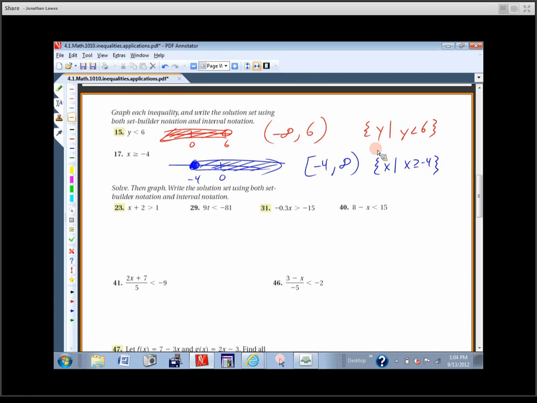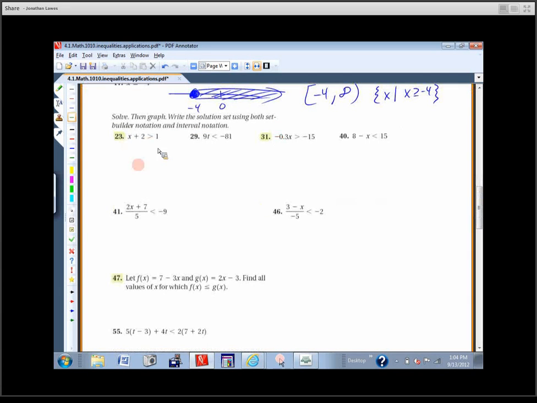Okay, are there any questions on the first page or this stuff right here? Because we're going to speed it up just a little bit and do more interesting problems. We're good? Okay, let's take a look at the next one. I'm not going to do number 23. That one's pretty easy. We are going to look at this one right here.